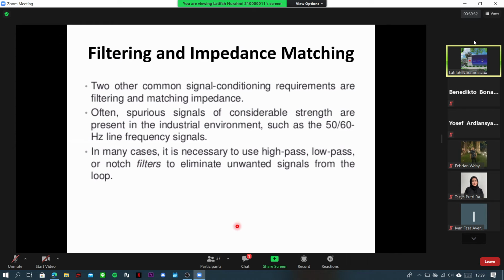The next type of signal conditioning is filtering and impedance matching. Two other common signal conditioning requirements are filtering and matching impedance. Let's read number 1. Two other common signal conditioning requirements are filtering. We need to filter the signals.